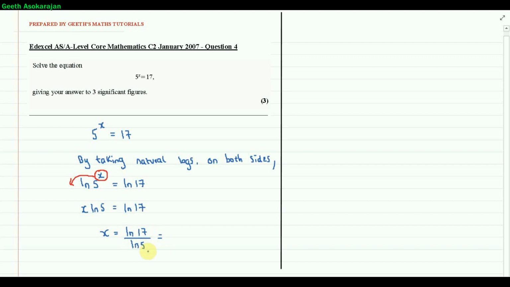So this is where the calculator kicks in. So let me punch this in the calculator. So ln 17 divided by ln 5, which to 3 significant figures you should get 1.76. So let me write down the answer. Let me pick up my pen. 1.76 to 3SF, 3 significant figures.